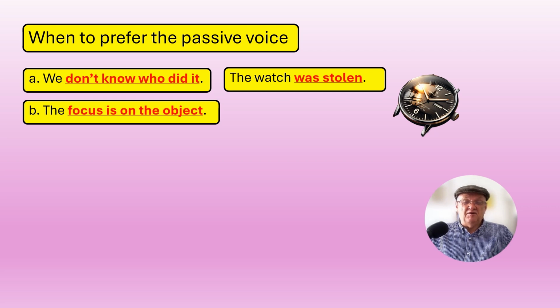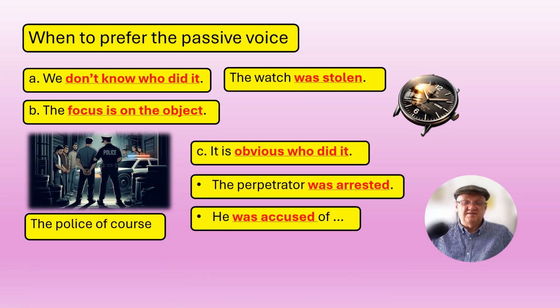B. The focus is on the object, the fact that the object was stolen. C. It's obvious who did it. The police, of course. When we say the perpetrator was arrested, that is my grammatical structure indicating passive voice. The same here with he was accused of, not the police, but the perpetrator was accused of. Was accused, again my grammatical structure of the passive voice.